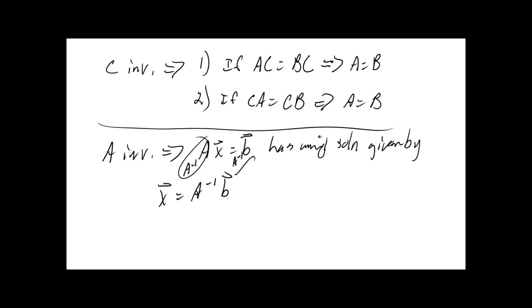Now, one use of Theorem 2.11 that we just did is in solving several systems that have the same coefficient matrix. You can find the inverse matrix once and then solve each just by doing a simple matrix multiplication. Okay?